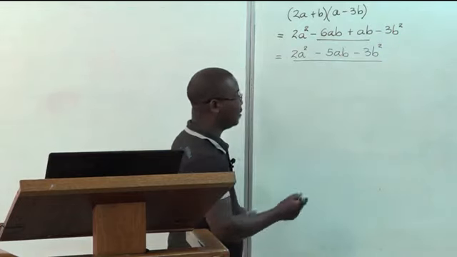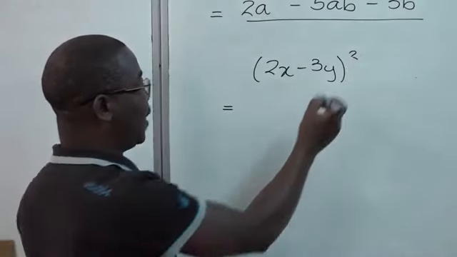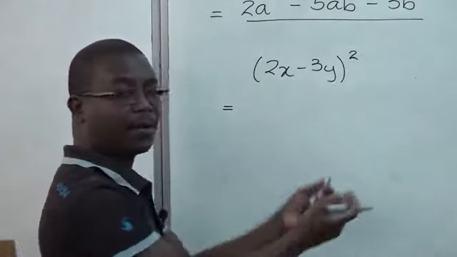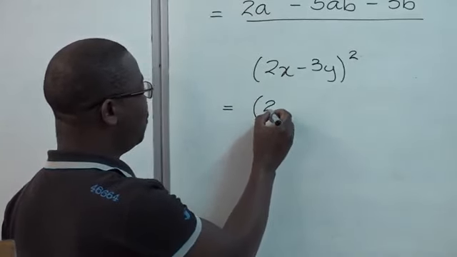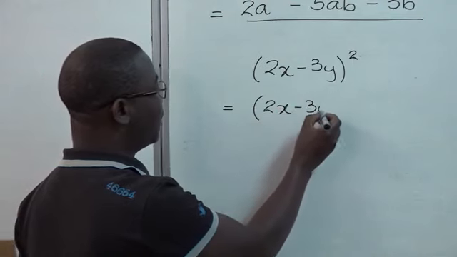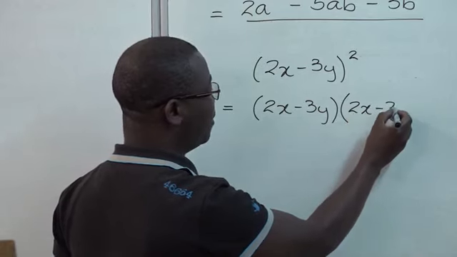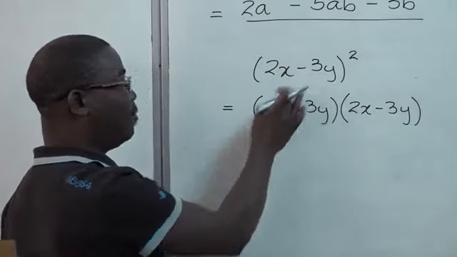I'm now going to look at the perfect square, which is example 2. 2x minus 3y squared. This 2, which is the exponent there, is telling us that this bracket is multiplied by itself, which means in expanded form, we'll write it as 2x minus 3y in brackets multiplied by the same bracket, 2x minus 3y. So this expression is the same as that.